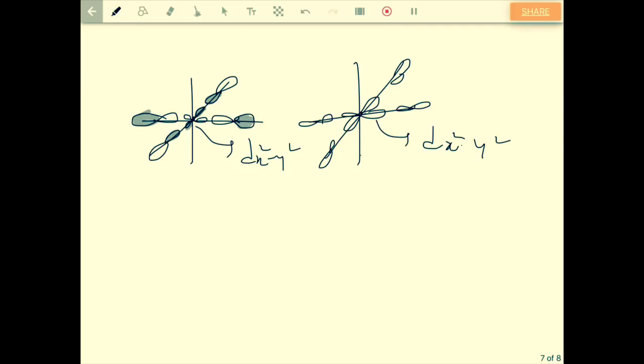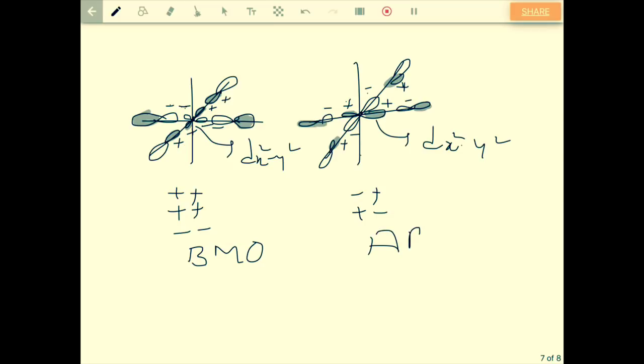So here we can see the positive-positive overlap. In this case, we can see the positive-negative overlap like this. This is positive, this is positive, this is positive, this is positive, negative, negative. This is negative, this is negative. This is positive, negative. Okay, positive, negative, negative, positive. This is negative, this is positive. So here the overlap is negative-positive or positive-negative. Here the overlap is positive-positive or negative-negative. So this is BMO and this is ABMO.